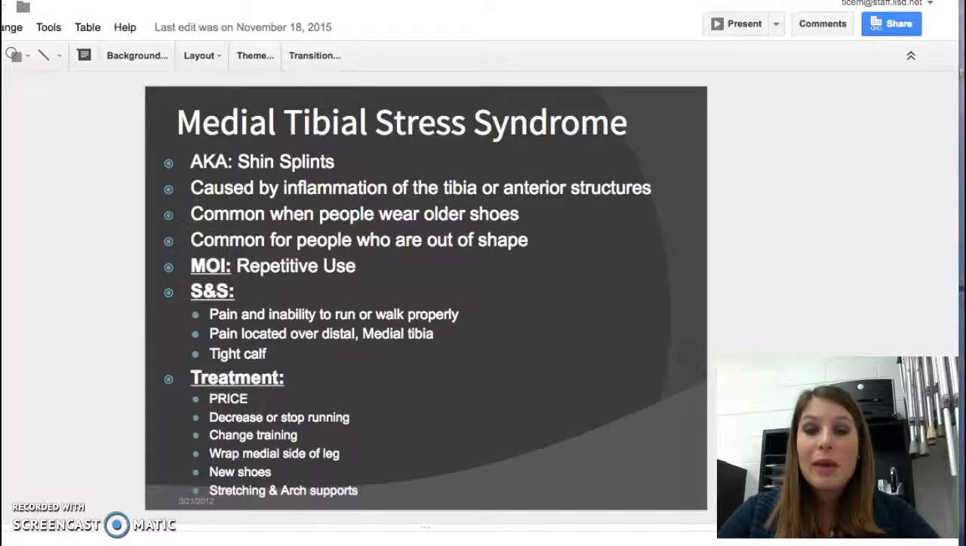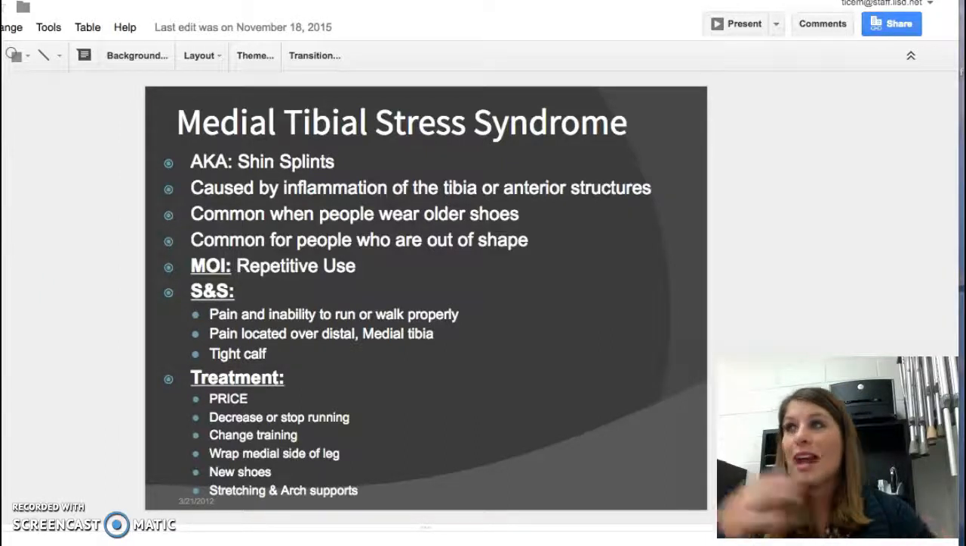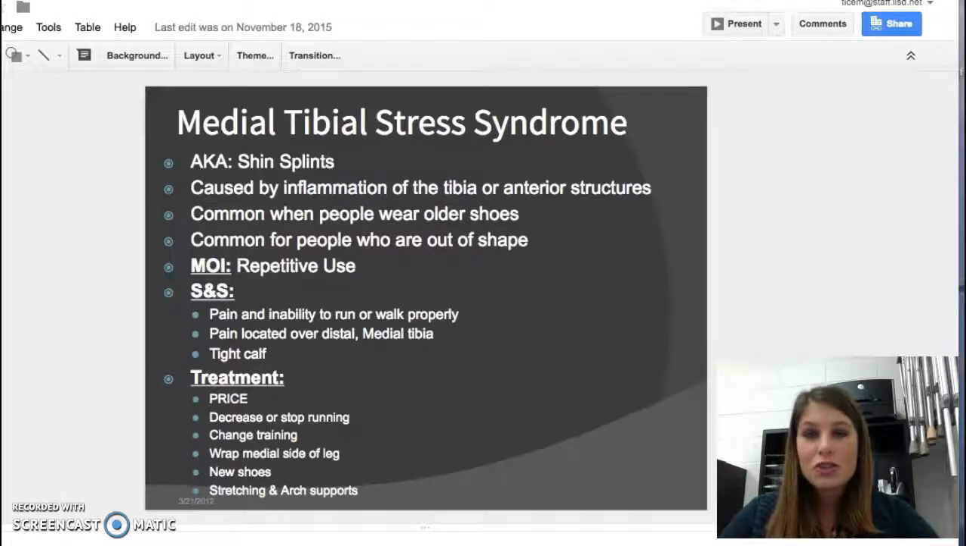And you're having pain along your tibia, okay? Signs and symptoms: it hurts to run, it hurts to walk, you kind of have that burning sensation when you're trying to run. It's just pulling on the muscles that are attached to the tibia. How we're going to treat this: you can do the Price method as always. Decrease your running. Maybe you started a little too fast into activity. You need to work your way up.